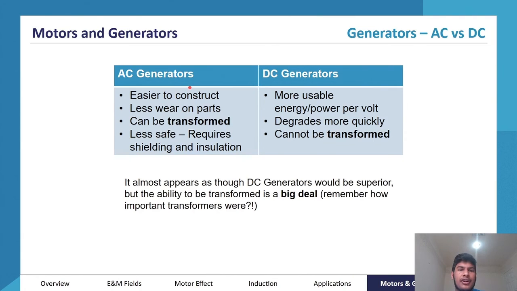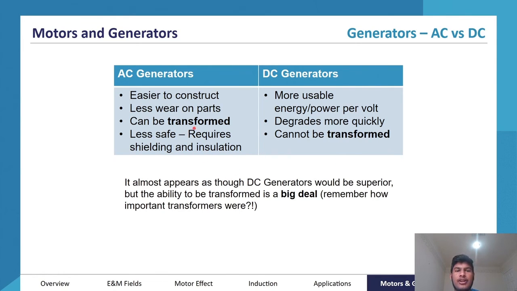Now, AC generators are much easier to construct. They've got less wear on parts and can be transformed, but they are less safe. Whereas DC generators are more usable, with more energy or power per volt, but they do have parts that degrade more quickly, and they cannot be transformed.